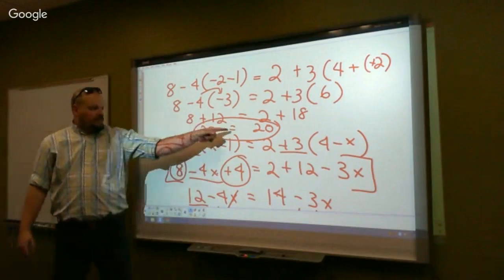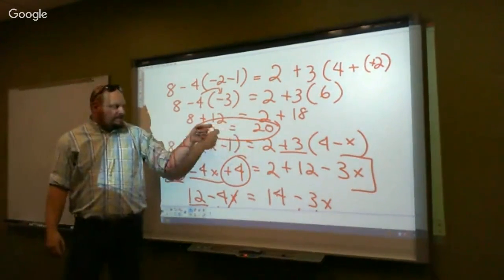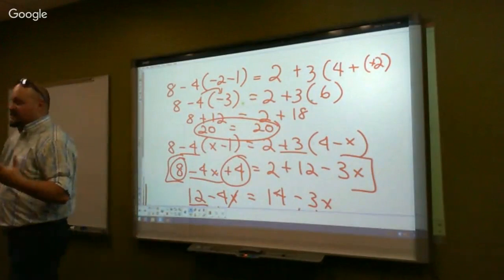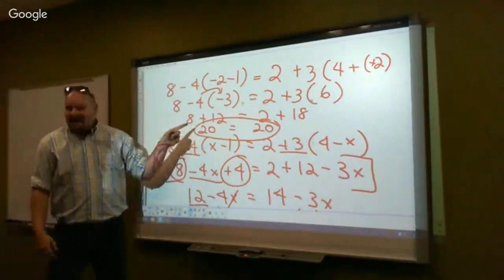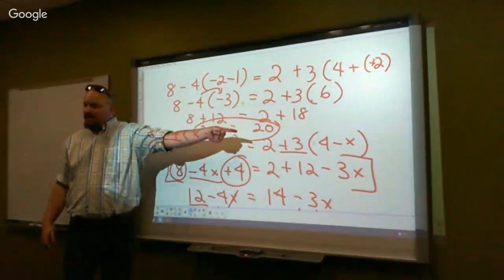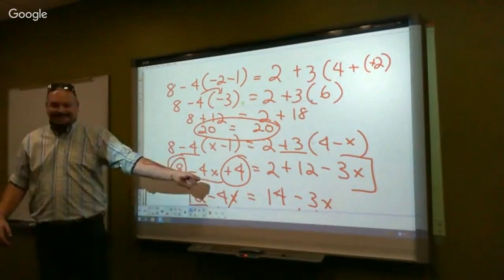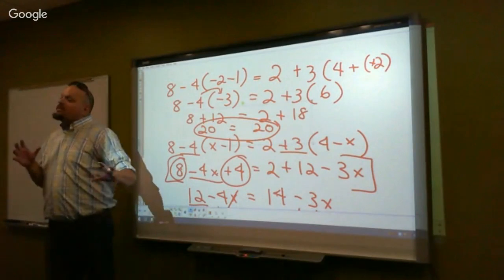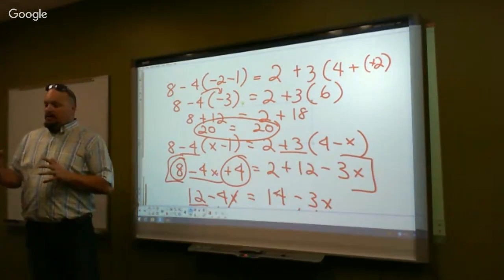And then we have 20 equals 20. If this is a correct statement, 20 equals 20, we know X equals -2. If this were not 20 equals 20, like 19 equals 20, we know that it's wrong. X is not -2. We need to go back and check it, figure out where we messed up. Does that make sense?